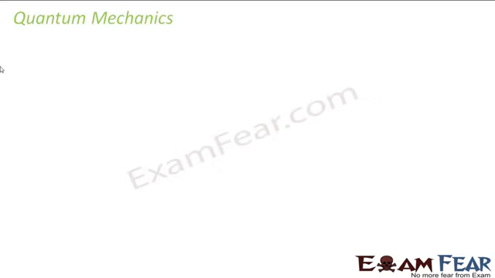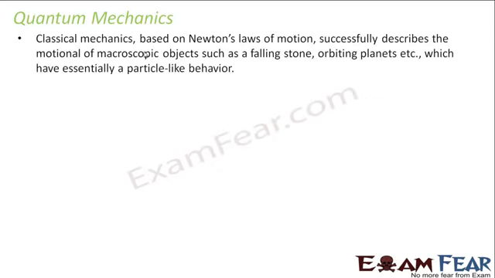To explain all this, let's start with quantum mechanics. Classical mechanics is based on Newton's laws of motion. 3 laws, that's all. These laws describe the motion of macroscopic objects, big objects like a ball moving, a stone falling, the planets moving. Those things it describes perfectly fine, right? Such objects generally have particle-like behavior and very small wave-like behavior because the mass is more.